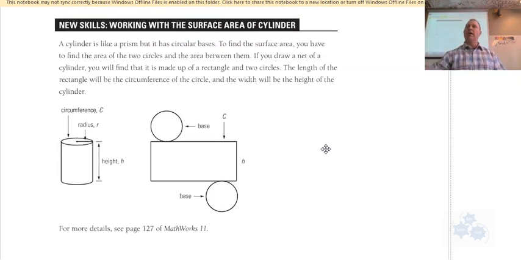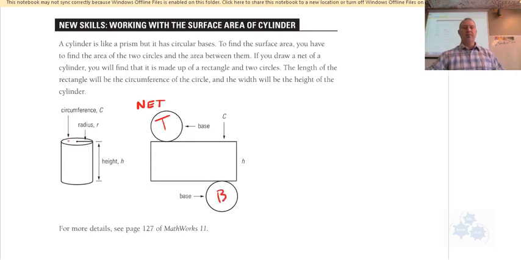So if you think about a pop can or a paint can or something like that, that's the shape of a cylinder. We have a circle on top, a circle on the bottom, and then that wraparound piece that goes around and makes the cylinder. So this is the net for a cylinder, right? That makes sense. The 2 circles, the one on the top and the one on the bottom.